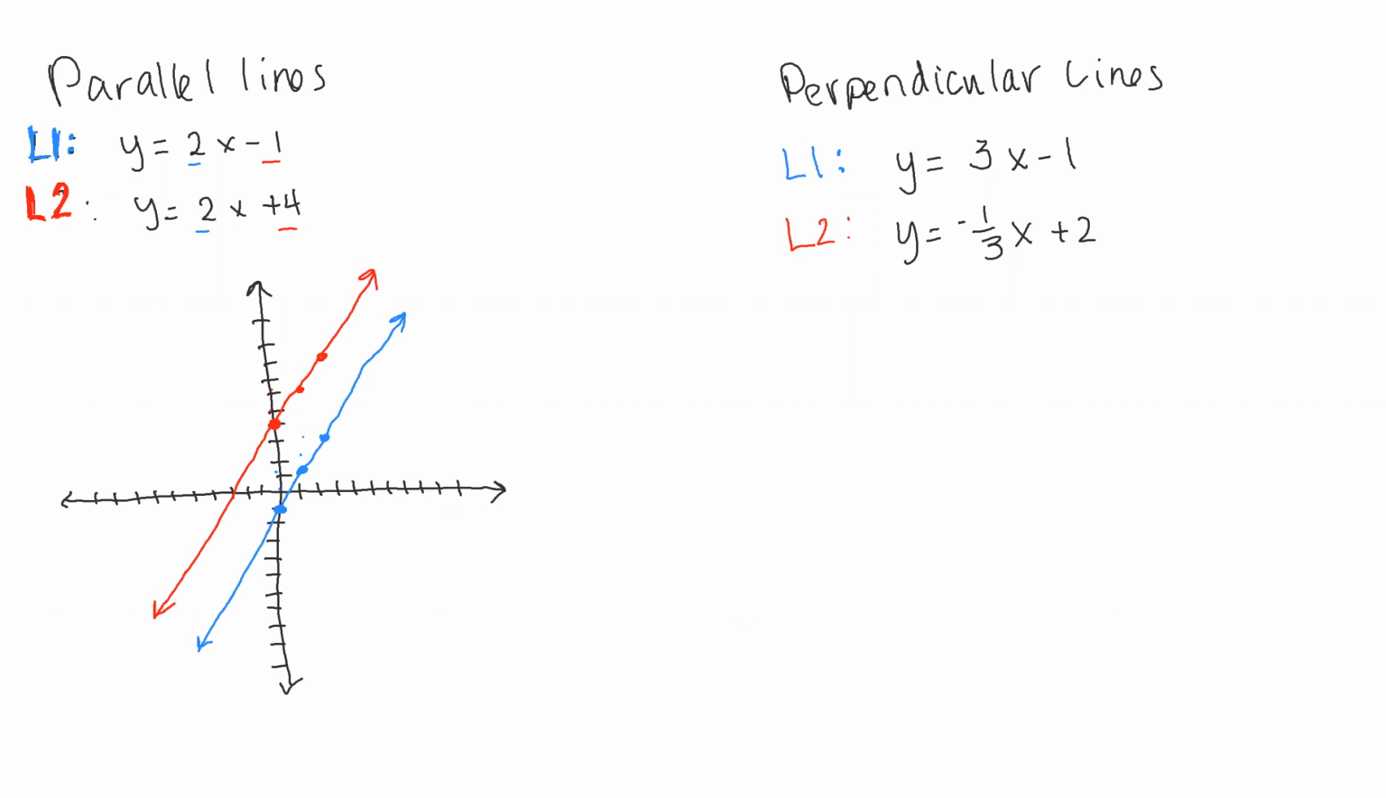Now you can see here, I'm going to do the slopes kind of off to the side. So the slope for the first equation is just 3, and we'll think of it as like 3 over 1. For the second equation, the slope is -1/3. So you can see that these two slopes are opposite reciprocals of one another. You flip the fraction, you change the sign, you get the other slope. Okay, so now let's look at this graphically.